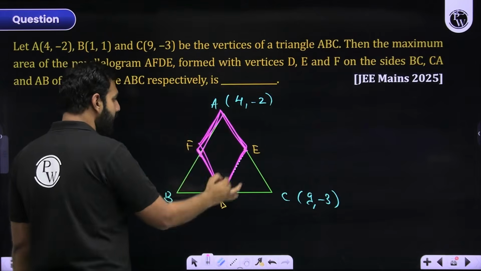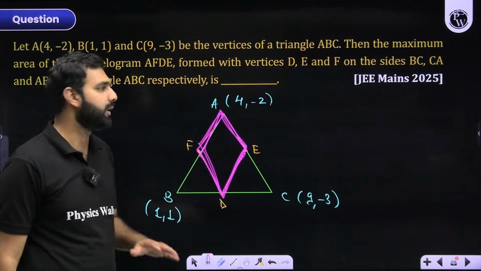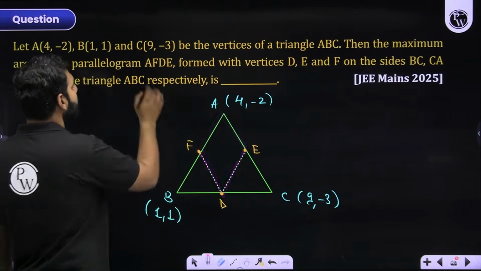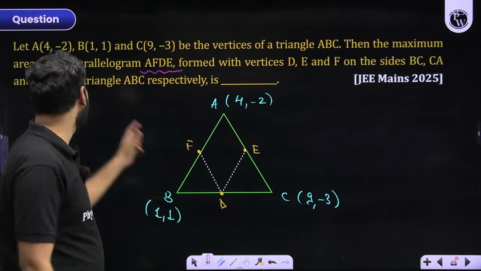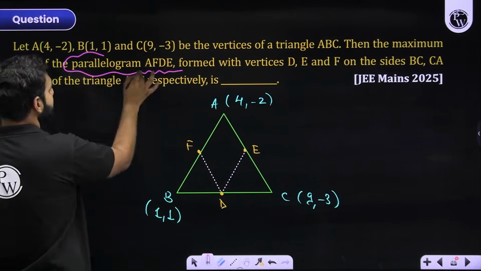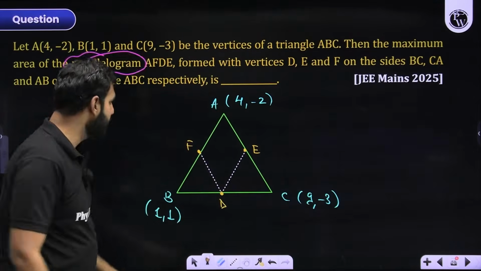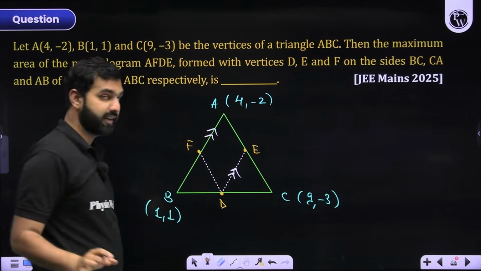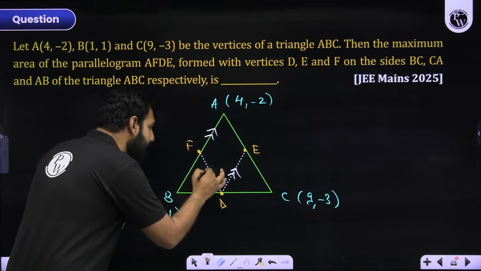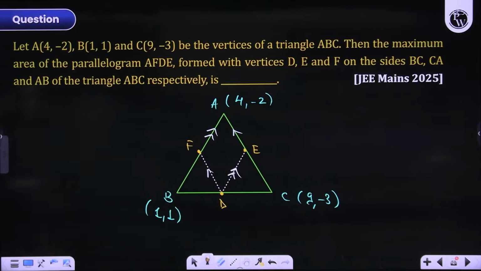Now I have deliberately designed it like this. I have a motive behind this particular formation. This quadrilateral AFDE is said to be a parallelogram. Now, what is the meaning of this quadrilateral being a parallelogram? It means that DE is parallel to AF, and DF is parallel to EA. I hope you're getting it very clearly. There is no confusion on that.